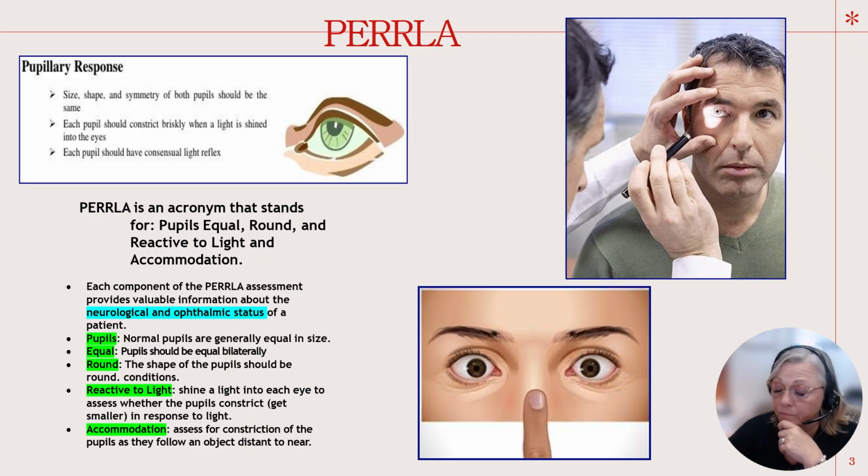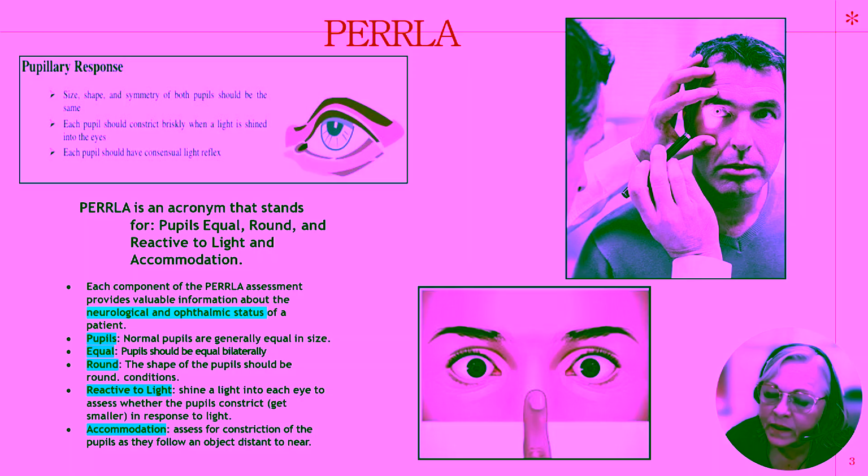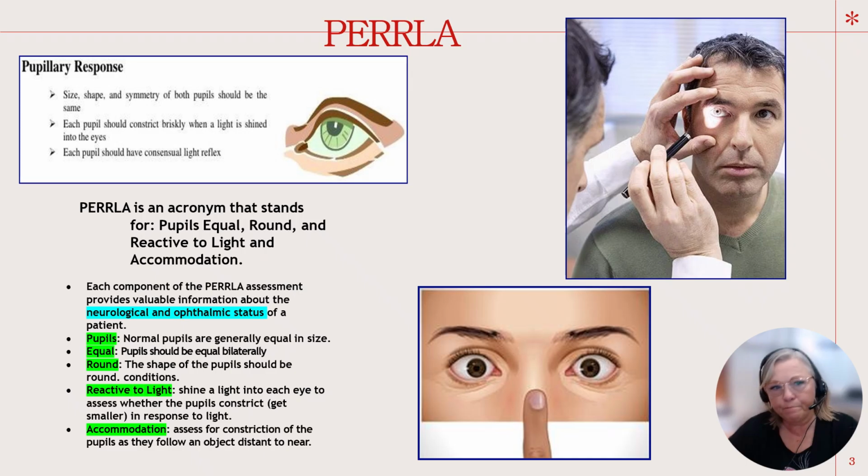So PERLA. PERLA is another piece of the neurological assessment you will be doing. This is when we shine a light in our patient's eye. And we're doing some specific assessments when we do this. So first of all, we'll go down here. The PERLA acronym stands for pupils are equal, round, reactive to light, and accommodation. So there's 2 R's. PERLA. You are assessing all of those things while you're introducing your light onto the pupil.